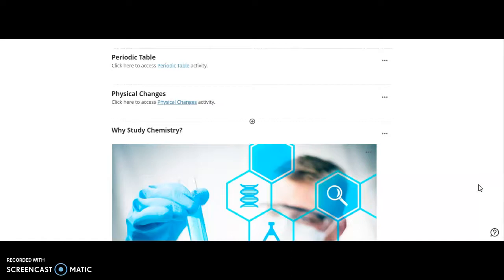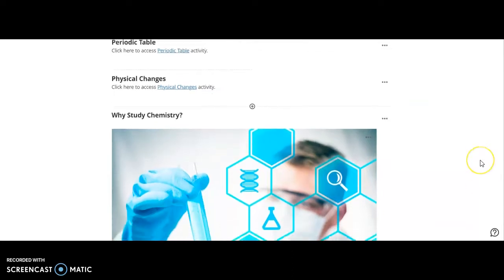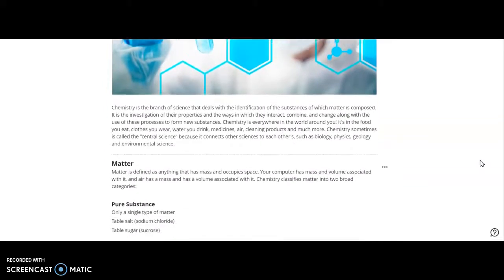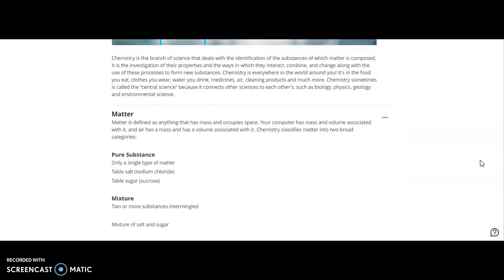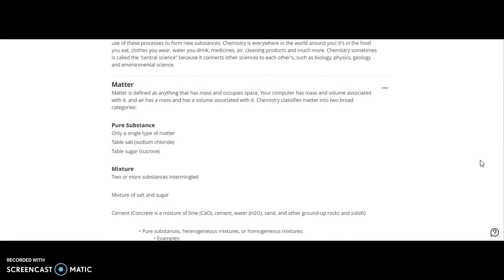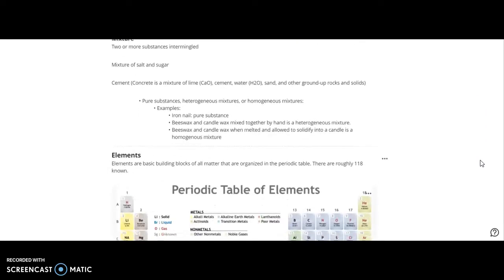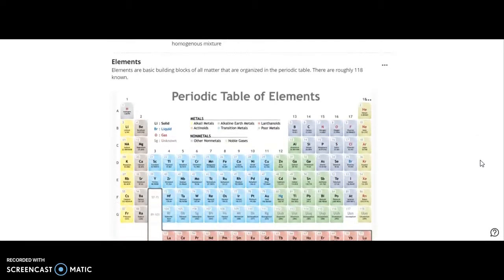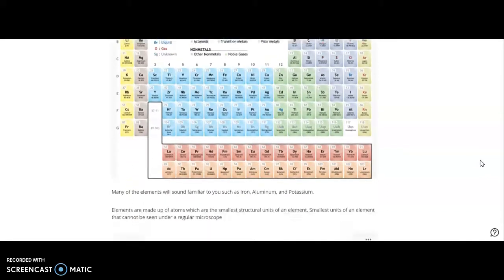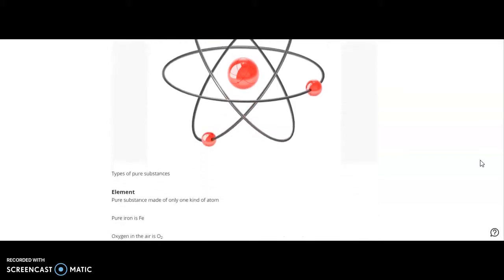You have a periodic table activity, a physical changes activity that you can click on and work on there as well. There's why study chemistry, so we have some information that shares why we need to understand chemistry, right? So that's the branch of science that deals with the identification of substances of which matter is composed. So we've got pure substances, mixtures, these are all composed of elements. So we have a little review of the periodic table. These are pretty much what everything that matter is made up of comes from, okay? So a little review here.